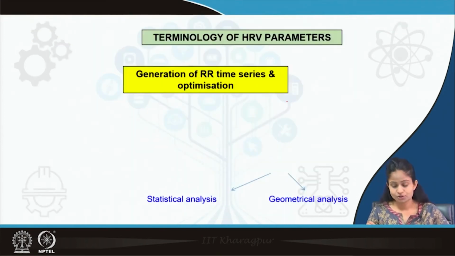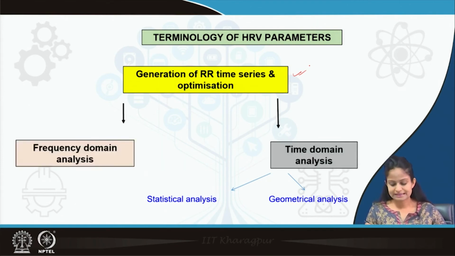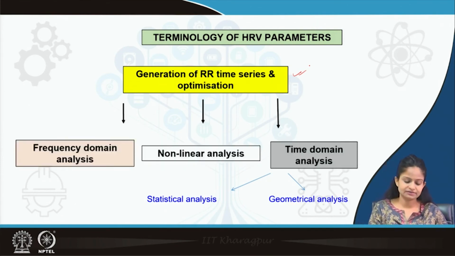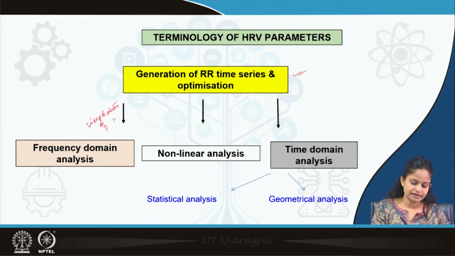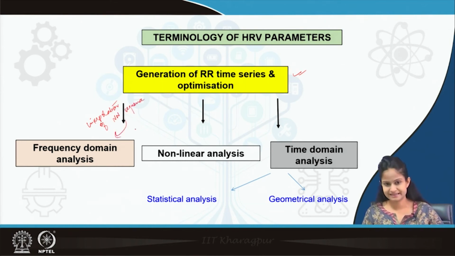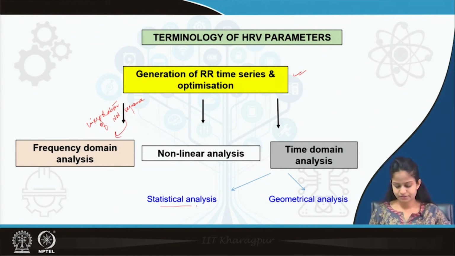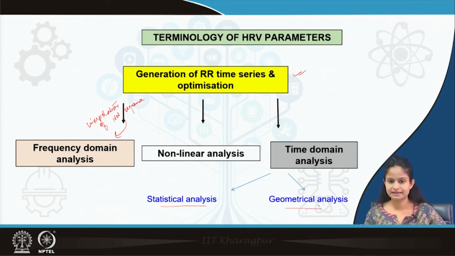Now, the terminology of HRV parameters, as I told you: there is the generation of the RR time series, and optimization occurs after the R wave peak detections. Then we get the NN interval sequence, which gives rise to time domain analysis and nonlinear analysis. Then we have the interpolation of the NN interval sequence, and we get the frequency domain analysis. Later on, the time domain analysis is further classified into statistical analysis and geometrical analysis.